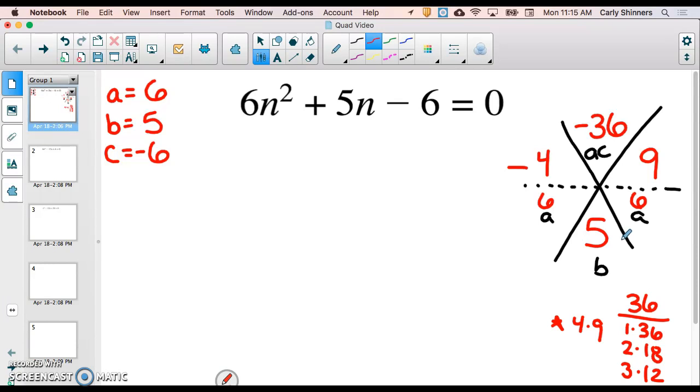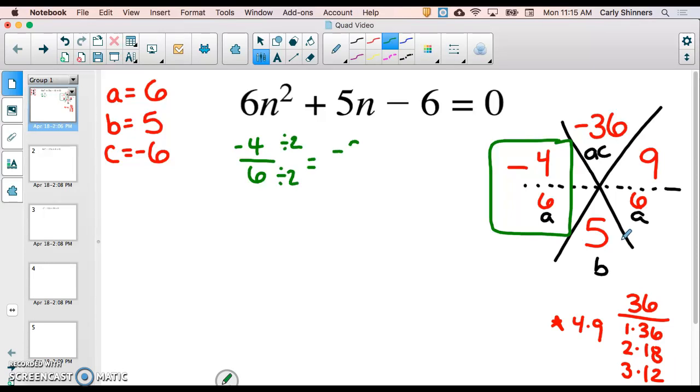Negative 4 times 9 is negative 36. Negative 4 plus 9 is 5. So I'm ready to rock here. So let's start first by reducing. So negative 4 divided by 6. Can I reduce that at all? Yep, I can divide top and bottom by 2, and I get this.